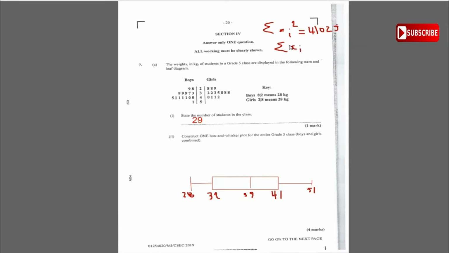Now the sum of xi just means you add them up. 29 plus 28 plus 28 plus 28 plus 28 plus 29 plus 39 plus 39 plus 39 plus 37 plus 33 plus 32 plus 32 plus 33 plus 35 plus 38 plus 38 plus 38 plus 45 plus 41 plus 41 plus 41 plus 41 plus 40 plus 40 plus 40 plus 41 plus 41 plus 42 plus 51. I get 1,107.